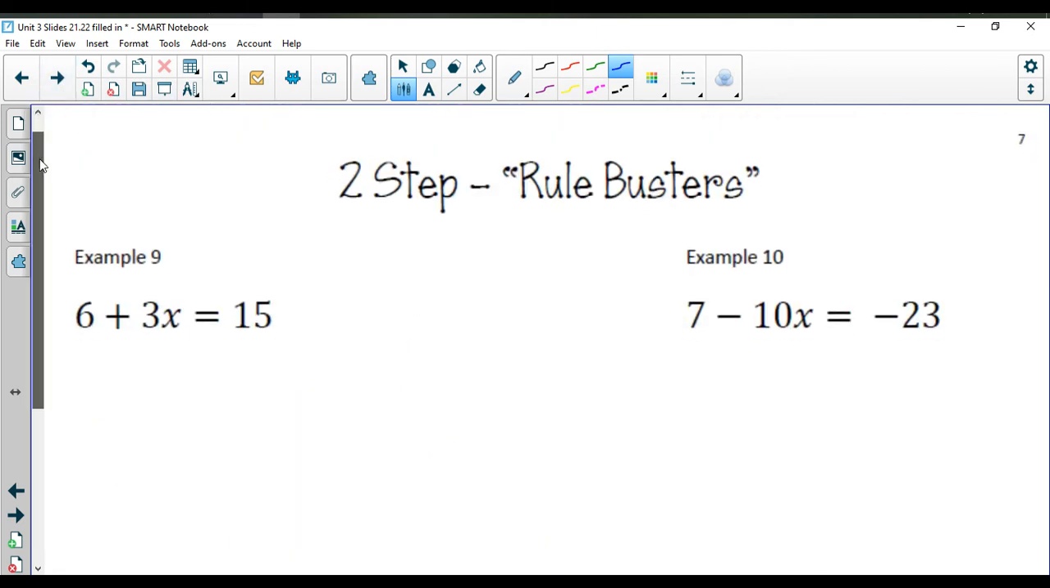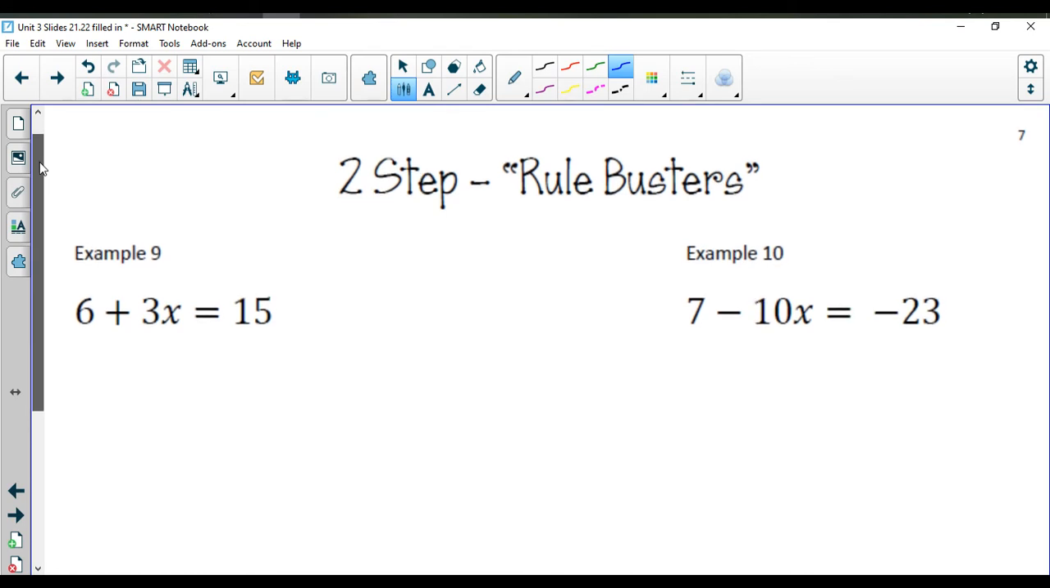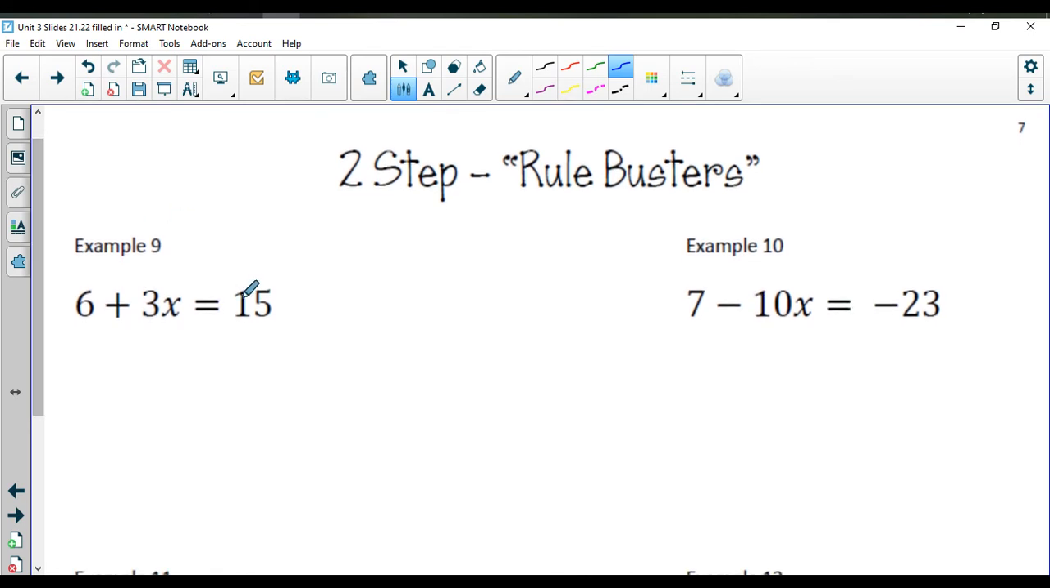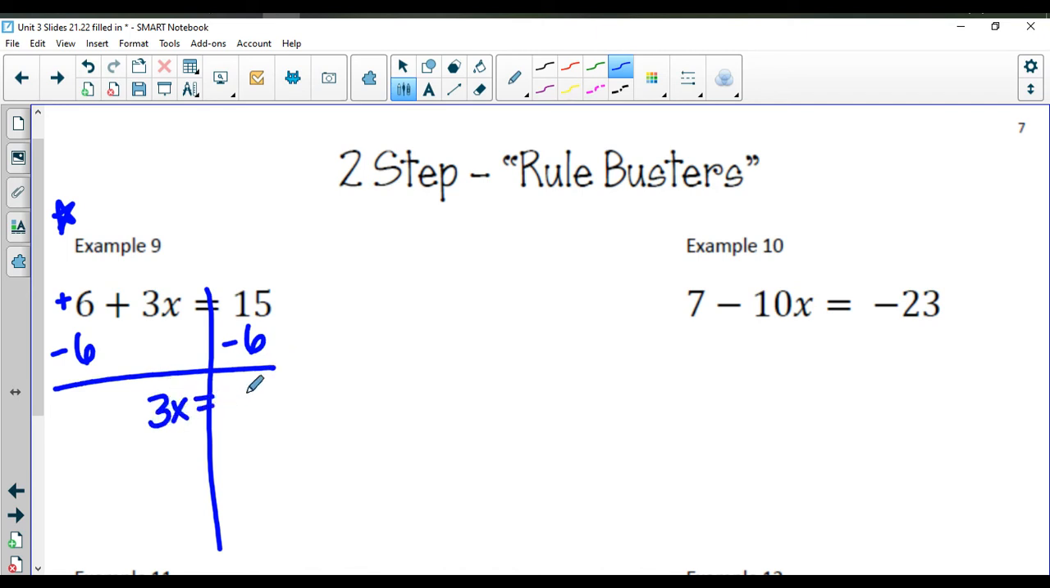On the next page, these are what I call some of my rule busters. So we actually saw one on the last page, which is what we're seeing here in example 9. So this 6 is positive, if you remember. I'm going to have you go ahead and solve example 9. So you would subtract the 6 from both sides. That'll leave you with 3x equals 9. That's canceled. 3 is attached with multiplication, so I'm going to divide by 3. Those cancel. X equals 3.